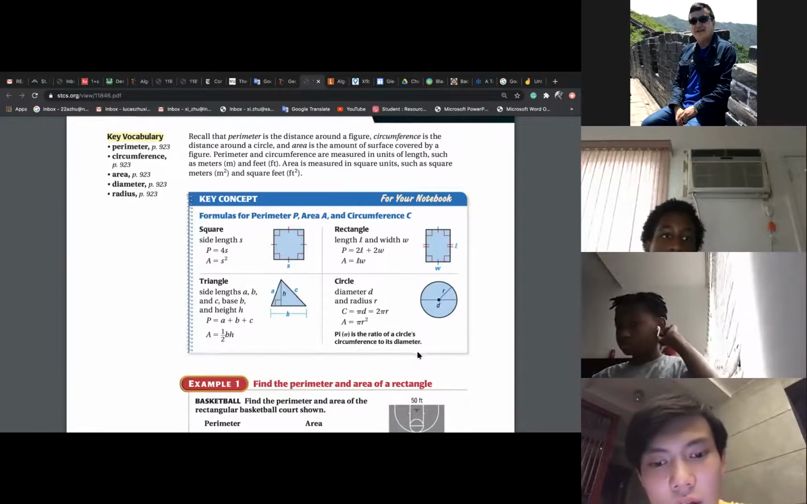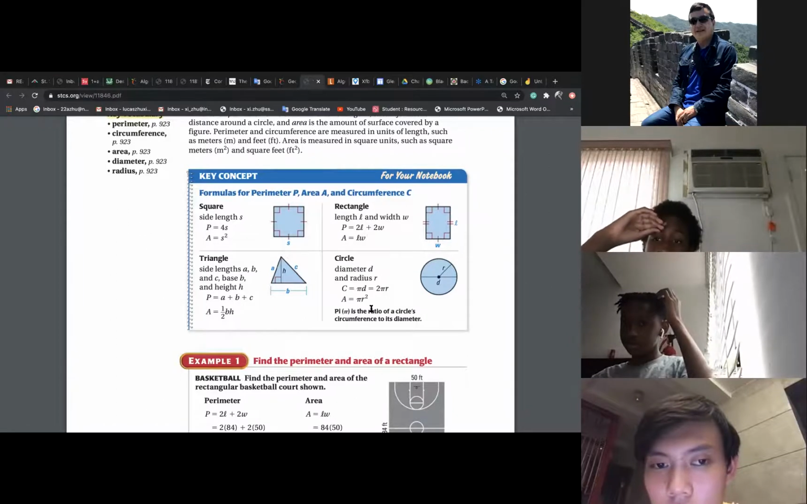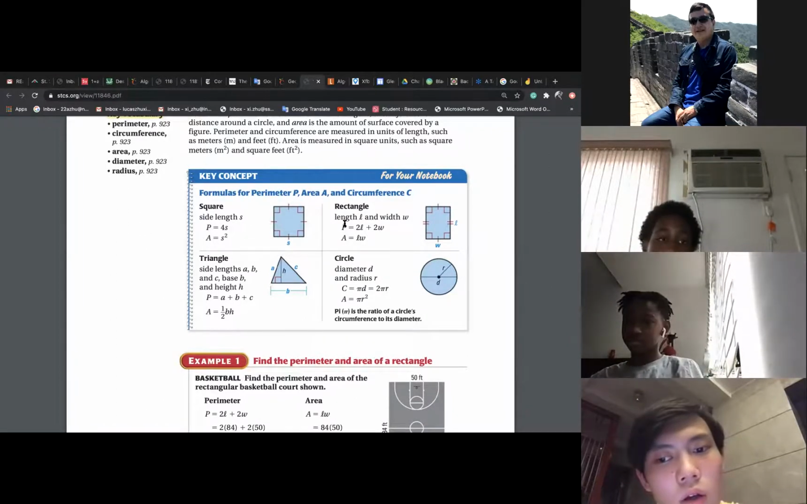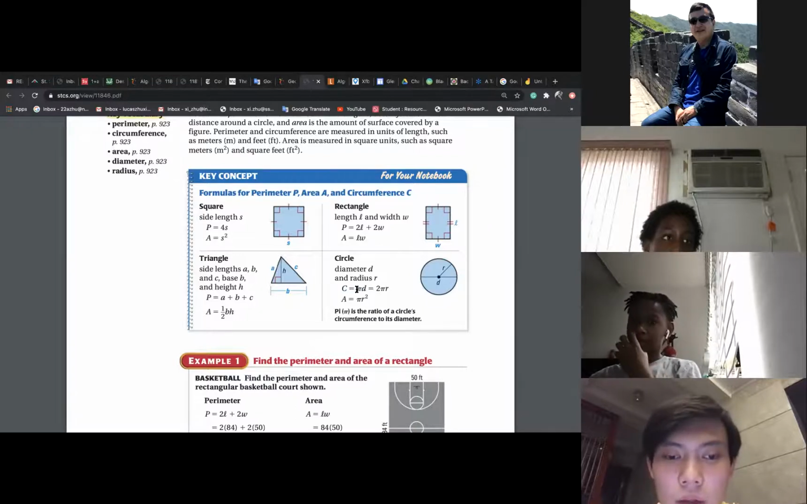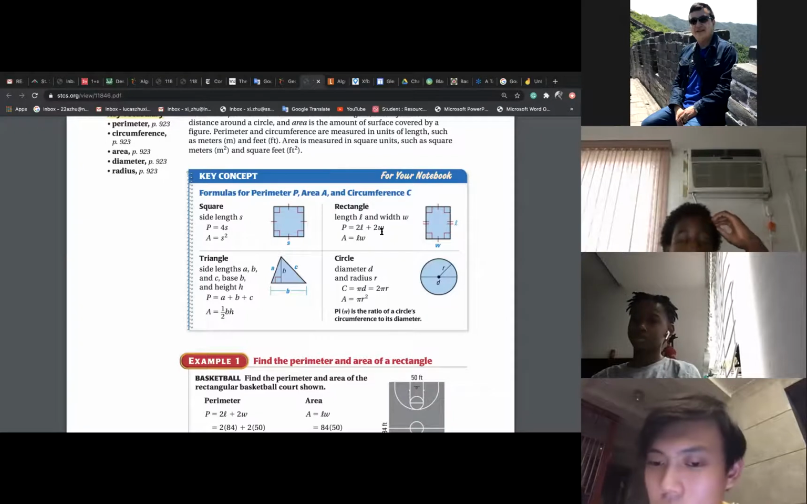Have you guys learned all this? Have you learned the formulas already for rectangle, triangle, and circle? No. We learned about circle. Oh, you learned about circle, right? So you know circumference is pi d, diameter times pi, or two times the radius times pi, which is the same thing. And the area should be pi r squared. How about triangle and rectangle? Have you learned that? No.